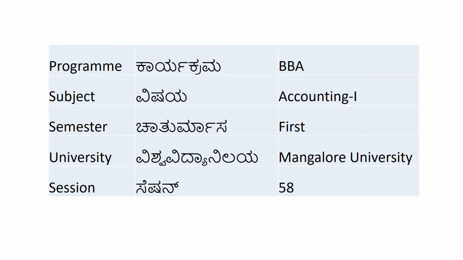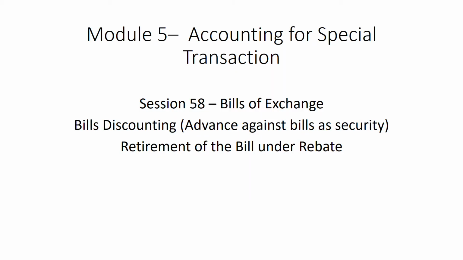Welcome to session 58 of Accounting 1, BBA first semester. In this class, we will learn about the discounting of the bill of exchange with the banker and the retirement of the bill under rebate.